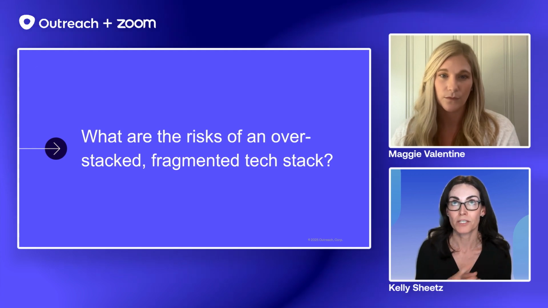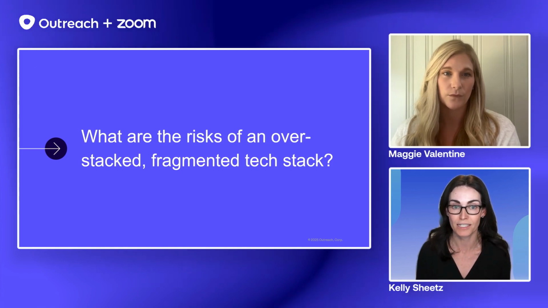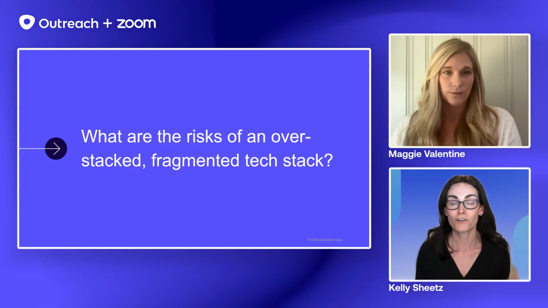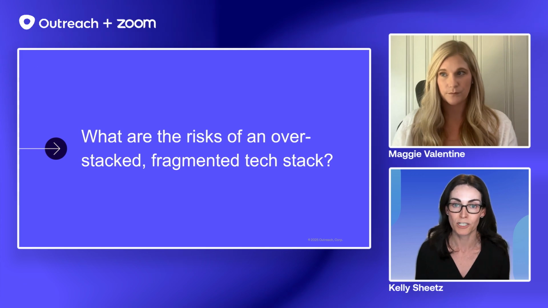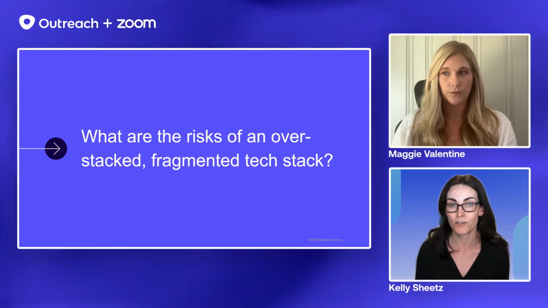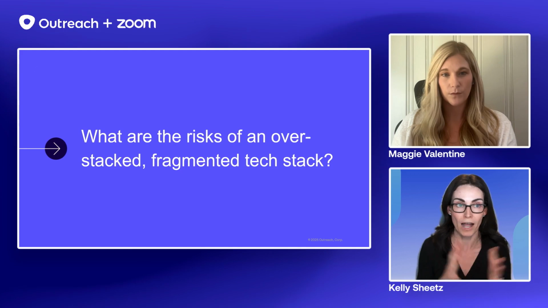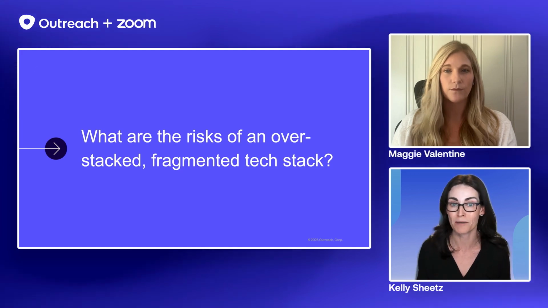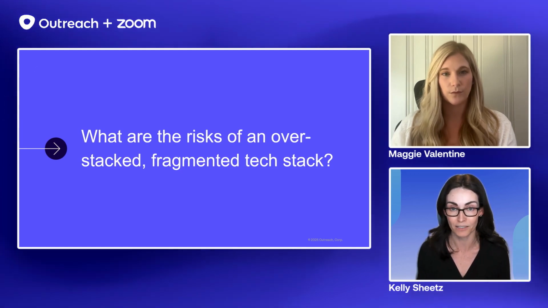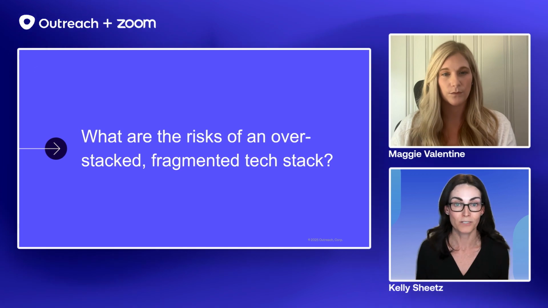I think about this in a couple of ways: where is the largest inefficiency with fragmented or overstacked tech stacks? The first one is siloed data. When you have data sitting in disparate systems, it prevents you from getting a full view of the customer. It also prevents you from having a single source of truth for how you think about your data, or the performance that data is telling you. So siloed data is a big inefficiency gap.